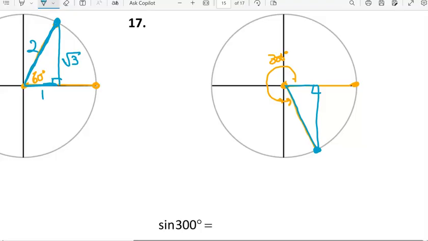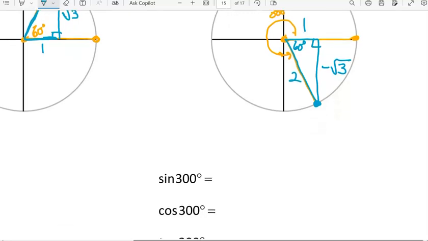So since 300 and the reference angle make up a full rotation, the reference angle is going to have to be 60. So that's similar to our last exercise where the adjacent side will be 1, the opposite side, negative square root of 3, since in quadrant 4 y values are negative, and the hypotenuse is 2.